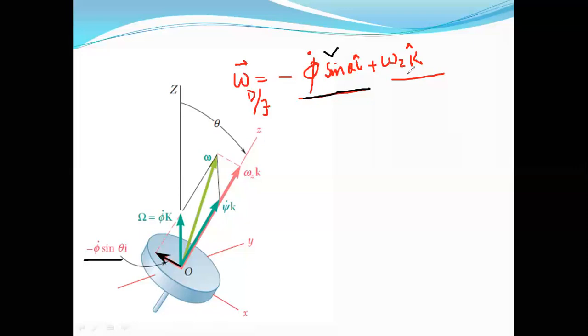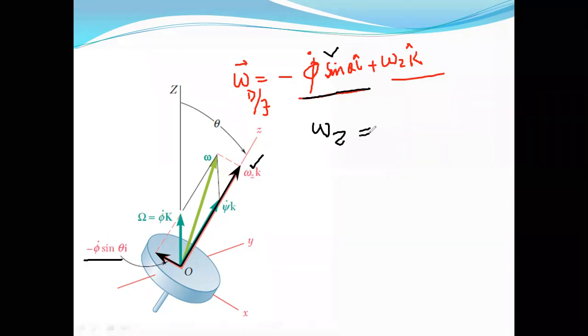The second component that it has is omega z k cap. It does have a component along the z axis, which is omega z, and it's along k cap. So this is the component that we have, omega z along k cap. But this omega z that we are writing, we say omega z is along the z axis, that is omega z k cap.